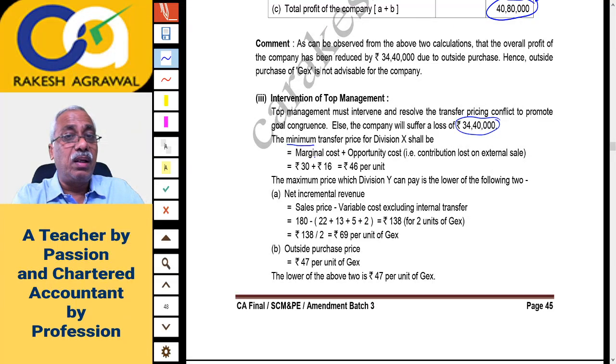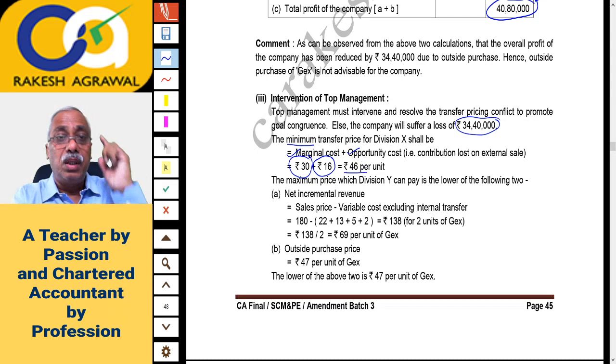The minimum transfer price for division X, if you remember the formula, is variable cost or marginal cost plus opportunity cost, that is, contribution lost on external sales. Your marginal cost or variable cost for internal transfer is only 30 rupees. And you are earning 16 rupees from outside sale. So if you divert the external sale to internal transfer, you will lose the opportunity to earn 16 rupees. So you can charge that 16 rupees and recover it from division Y. So 30 plus 16 is 46 rupees, your minimum transfer price.